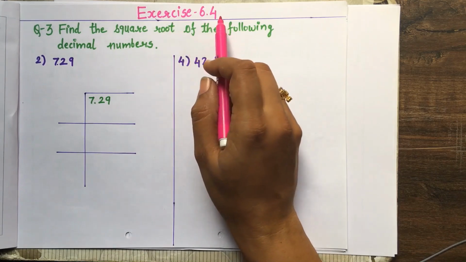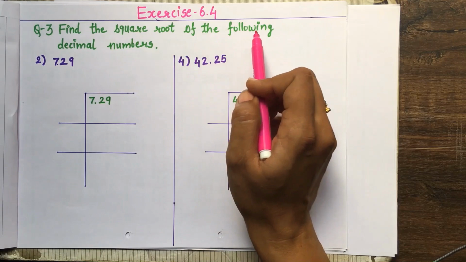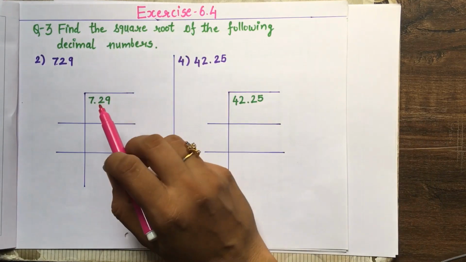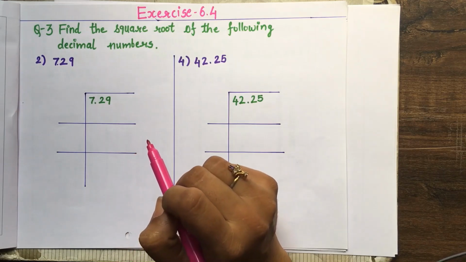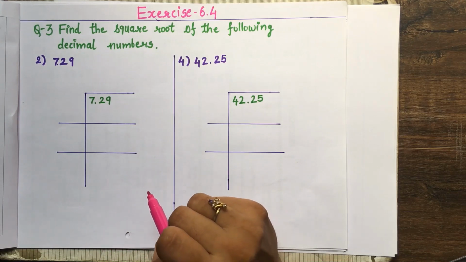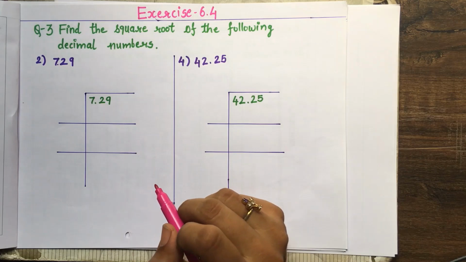Exercise 6.4, question 3. Find the square root of the following decimal numbers. Here, for the square root of decimal numbers, we can use the method of prime factorization, or we can also use the method of division. Here I am showing how to find the square root of decimal numbers by the division method.